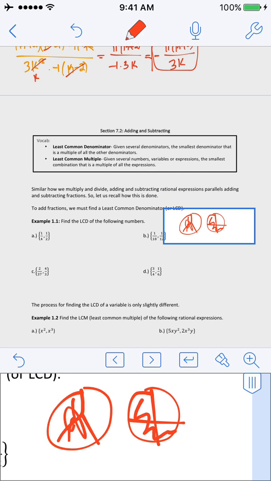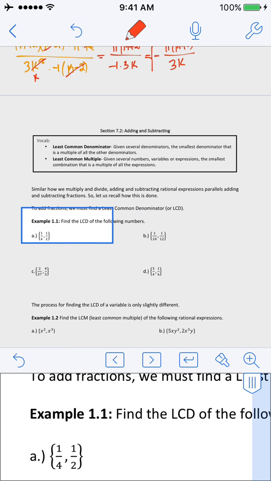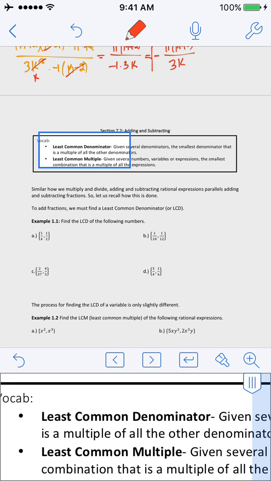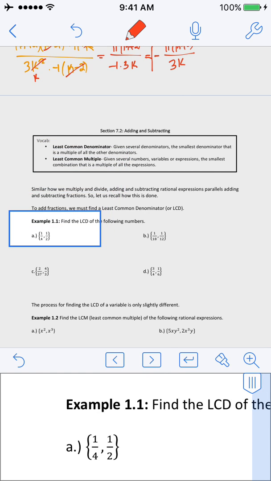right? So we need to find something called the LCD, or the LCM, based off who you're talking to. The LCD is the least common denominator, and the LCM is the least common multiple. They're essentially the same thing. It's just that a denominator is actually located within the fraction. Okay, so let's do that with a few fractions, and then we'll do it with a few polynomials.